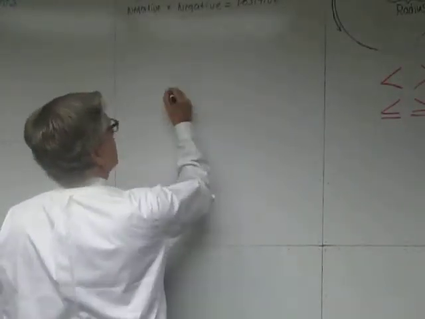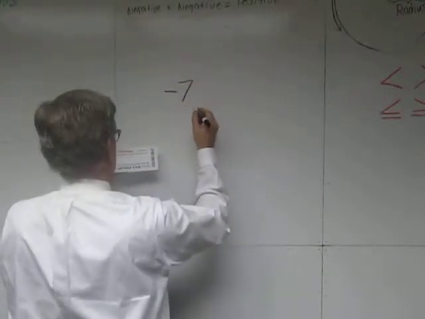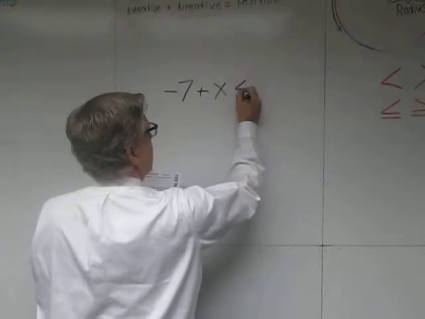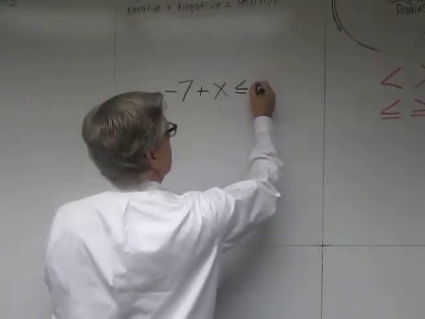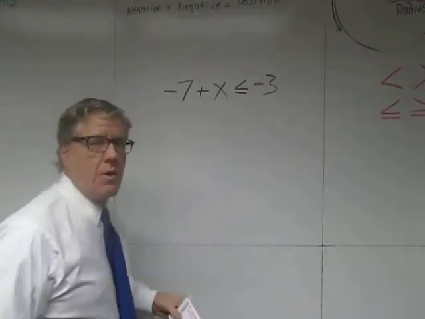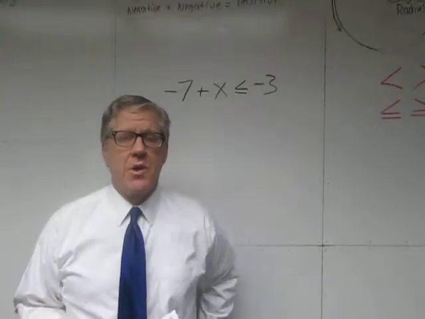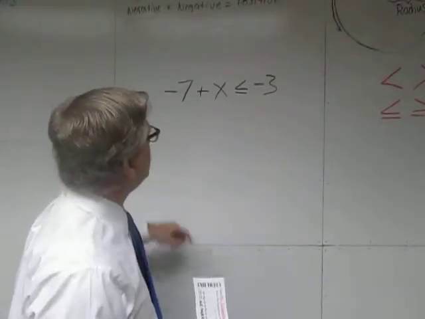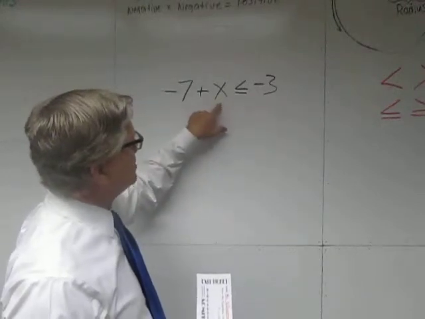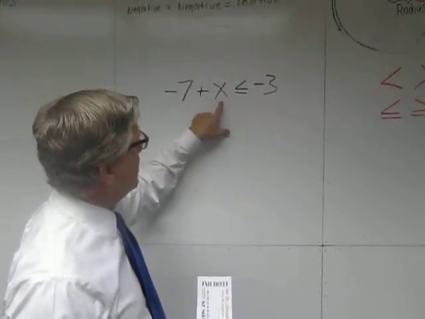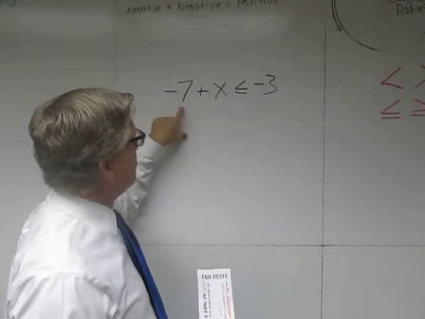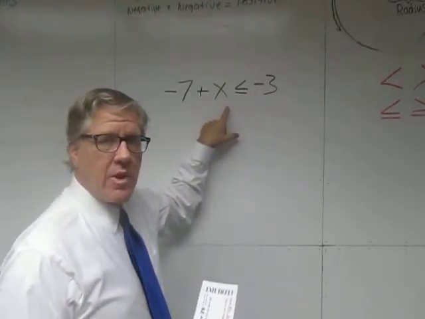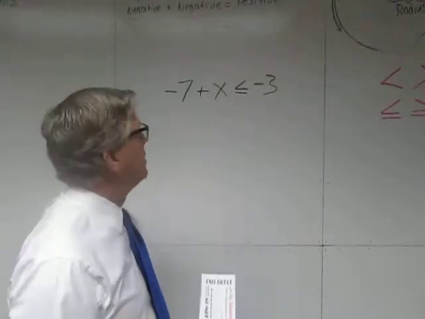We have -7 plus x is less than or equal to -3. We're going to solve this just like we did the one-step equations, which we've been working on in the past week and a half or so. Let's look at it. Our variable is on the left-hand side here, okay? But we also have a number over here. We want to get rid of this -7 because we want to isolate our variable on one side of the inequality. And that's what we're going to do.